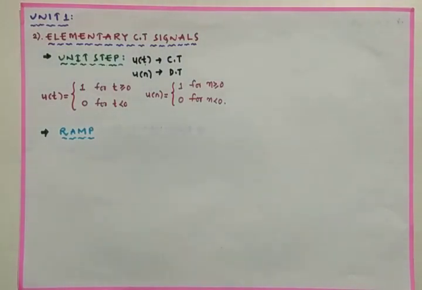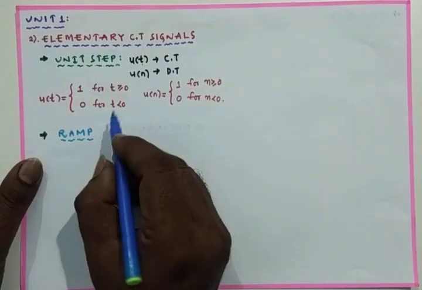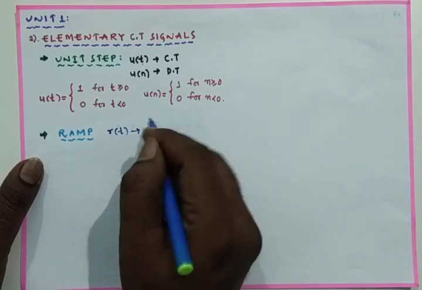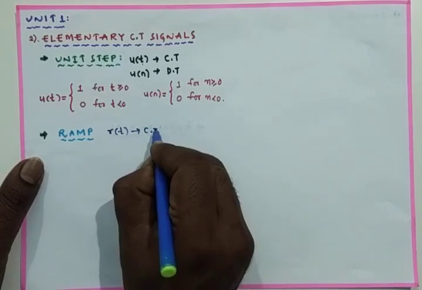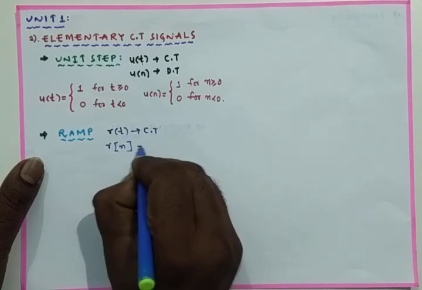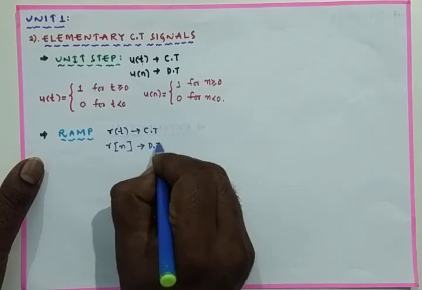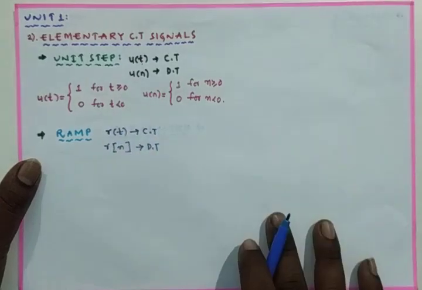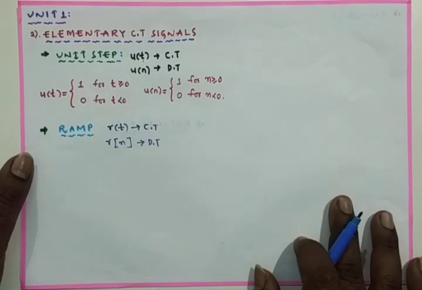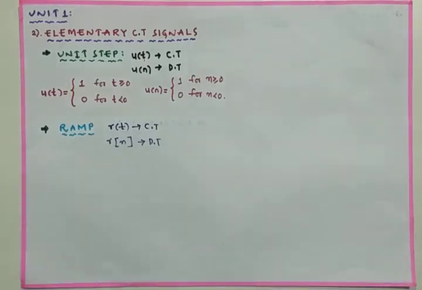The next one I am going with is the ramp signal. The ramp signal is denoted with r of t if it is a continuous time ramp signal. If it is a discrete time ramp signal, it is denoted with r of n, where t is an independent variable, that is time, and here n is also an independent variable, that is an integer. So now I am going to define the ramp signal.